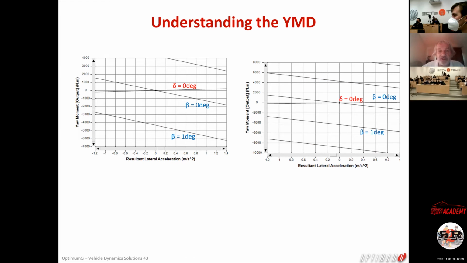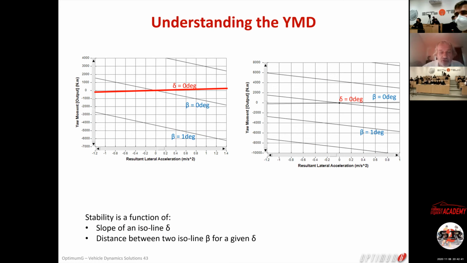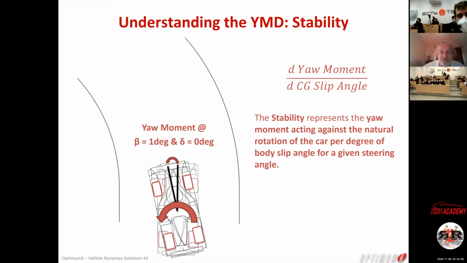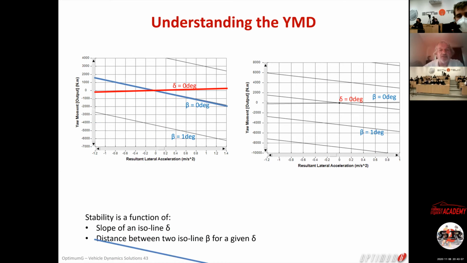Okay, so in this example, I'm going to lock the steering at 0, and I'm going to go from beta 0 to beta 1, and you see that you have, yes, a negative number, because you want to have a yaw moment against the variation. That's what is stable. You yaw the car to the left, but you need a yaw moment to the right, okay? So that is the stability that you have there.